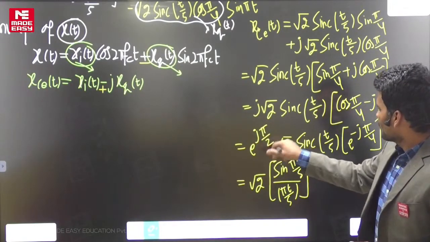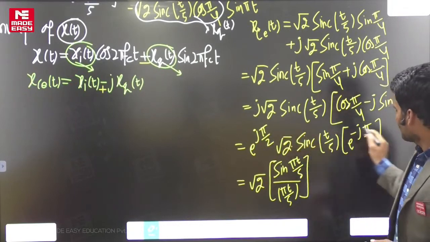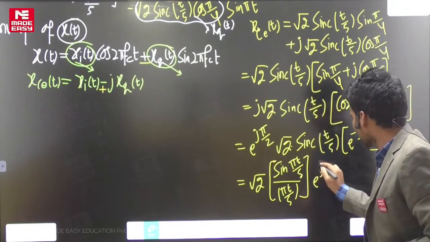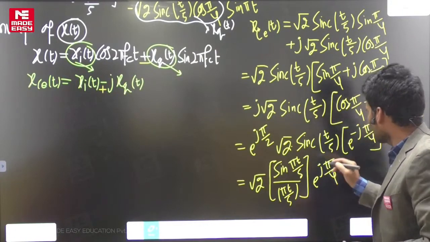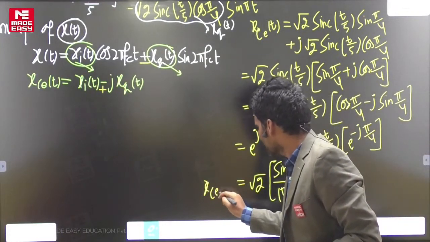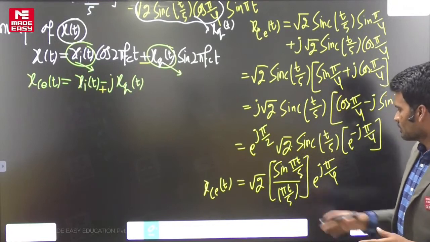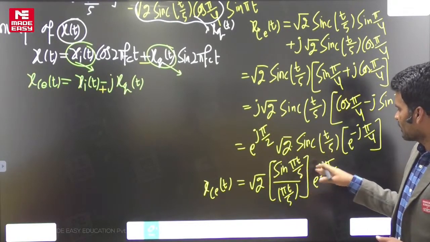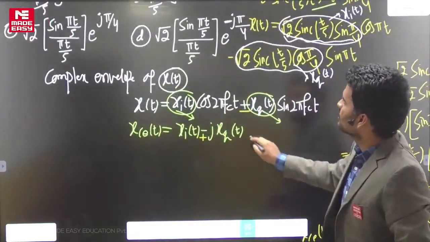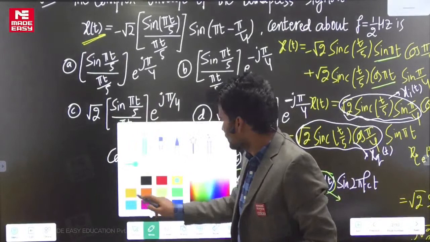So this is e^(jπ/2) times e^(-jπ/4). It is 90 minus 45, which is 45 degrees, so e^(jπ/4). This is the complex envelope of the given bandpass signal: root 2 sinc(t/π) e^(jπ/4). So option C will be correct here.